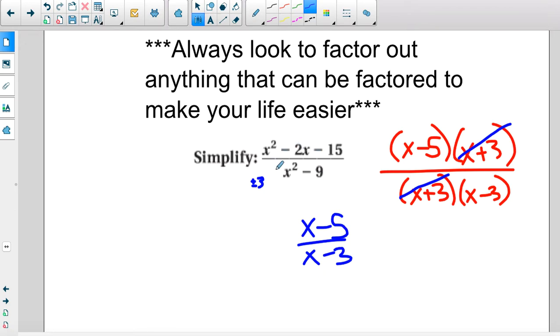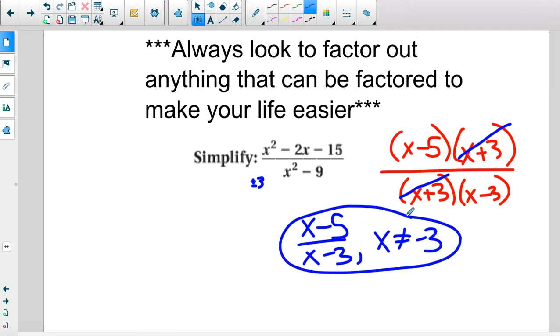This one you cannot plug in negative 3, and this one you can plug in negative 3, so they're not the same. When you cross these out, you kind of lost the idea that you can't plug in negative 3, because if you looked at it this way, you couldn't plug in negative 3 because you get 0 here. So before you finish this answer off, we usually put a comma and say, by the way, x cannot equal negative 3. And then that is your final answer.